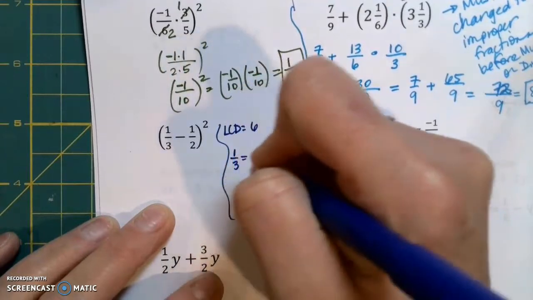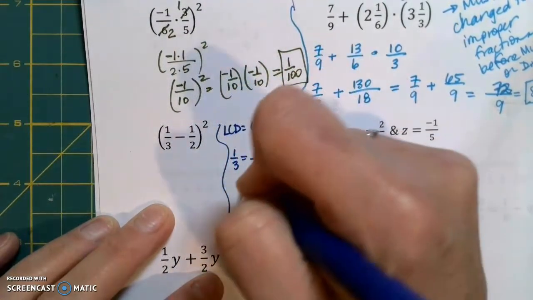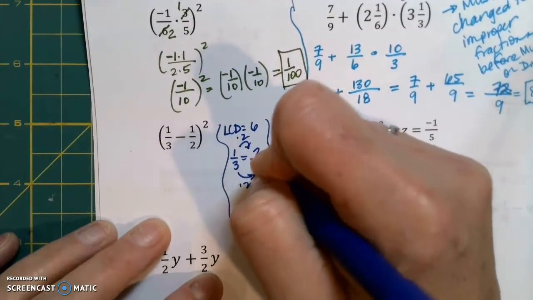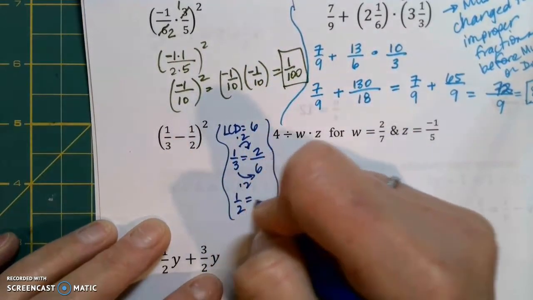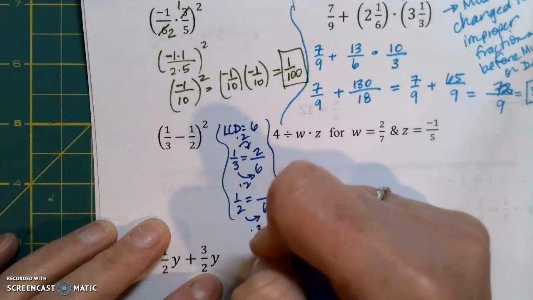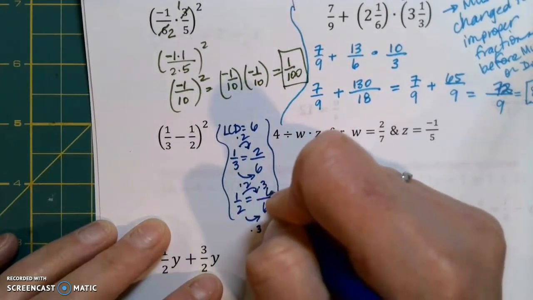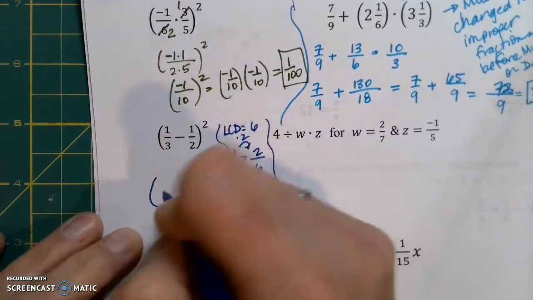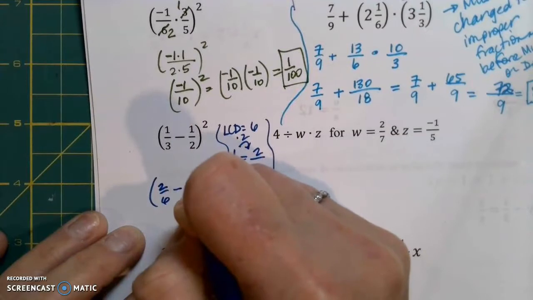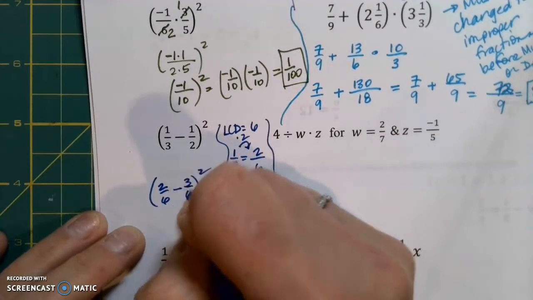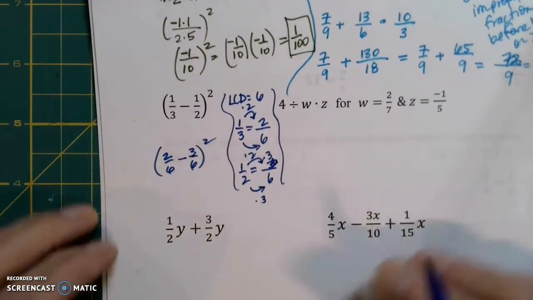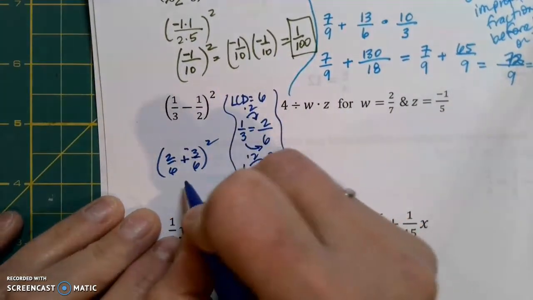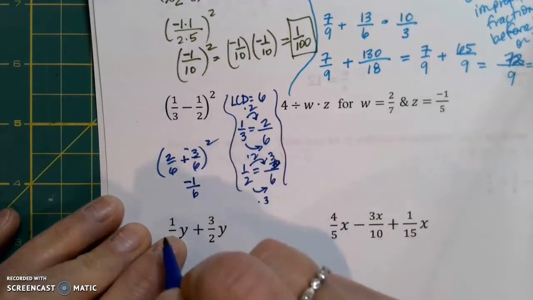So for 1/3, to try to get that into 6ths, we're going to multiply by 2, top and bottom. And for 1/2, we're going to multiply by that 3. So if I come back to my original problem, then I'm going to have 2/6 minus 3/6. Then it starts to become a little bit of a tongue twister. So think about this as adding the opposite. So we would have negative 1/6.